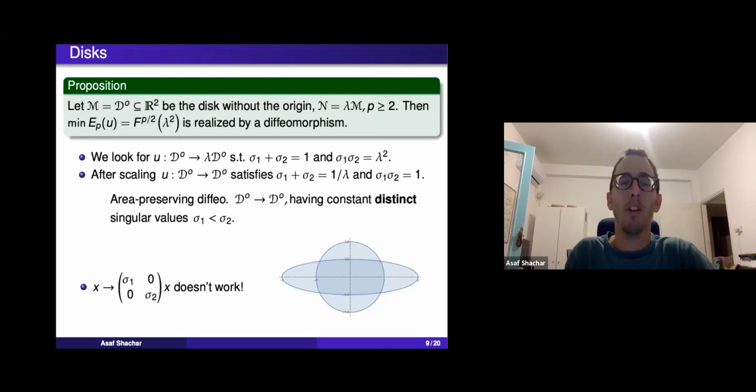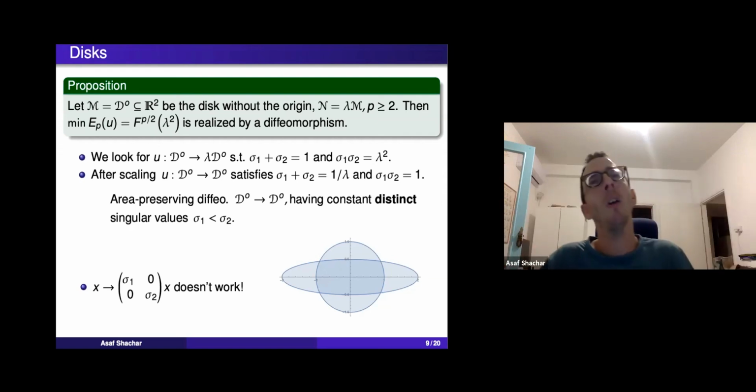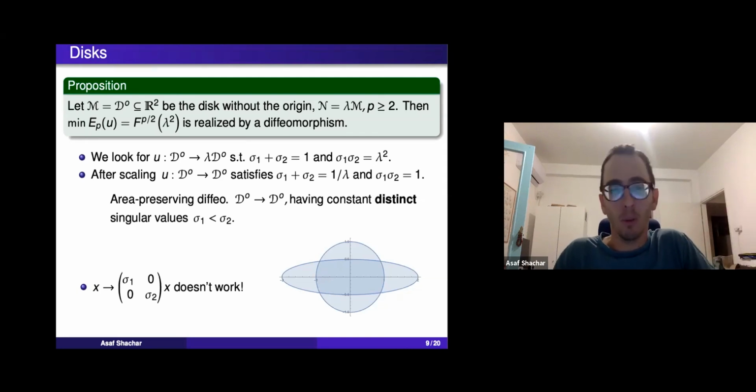So to focus, we're looking for area-preserving diffeomorphisms of the disk which have a special property. They have constant distinct singular values, sigma 1, sigma 2, whose values are determined by lambda, by the amount we want to shrink, the non-scale problem. So now we can see why this is not trivial a priori, because of course the linear map, the affine map, doesn't work because it turns the disk onto an ellipse. It gets outside of the disk. So we must look for nonlinear maps.